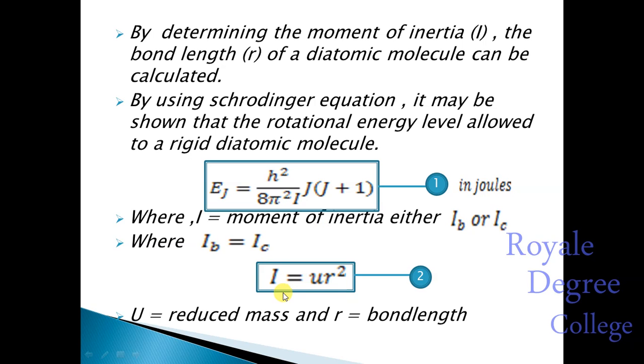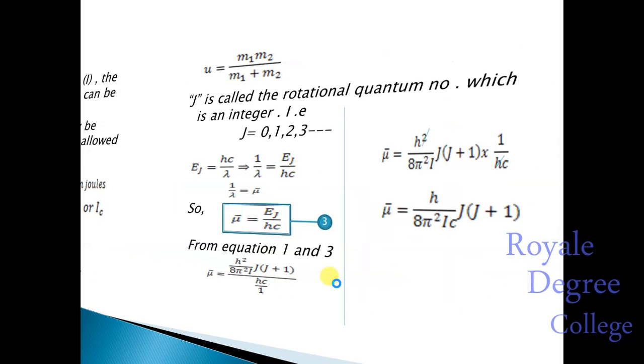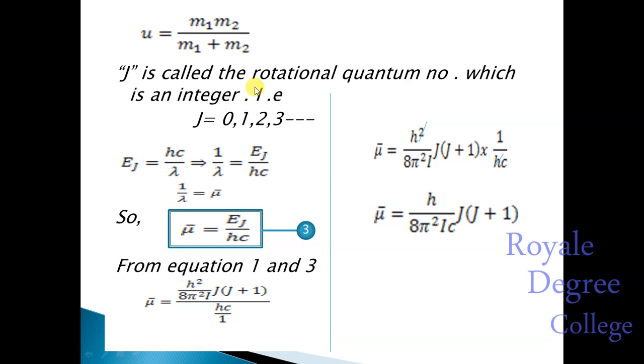So the moment of inertia I equals mu R squared, where mu is the reduced mass and R is the bond length. Here we write the formula of reduced mass: mu equals M1 into M2 divided by M1 plus M2. Then what is J in our previous equation? J is called the rotational quantum number, which is an integer, that is, J will be equal to 0, 1, 2, 3 and so on.